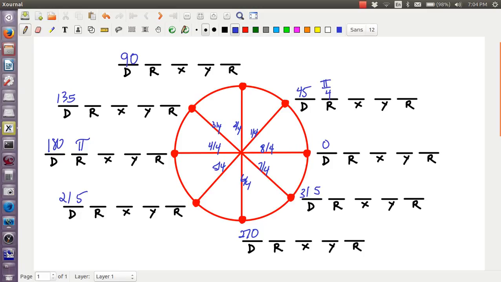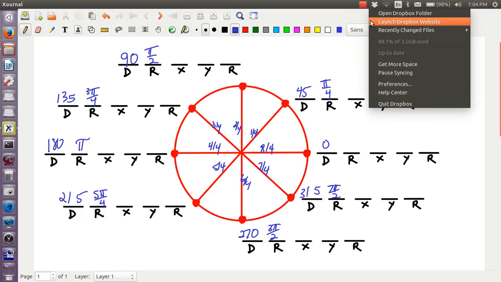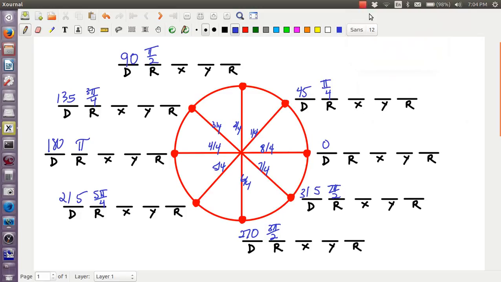So 2/4 is a half, so that reduces to a half. 3 pi over 4, and there's pi, 5 pi over 4. 6 pi over 4 is 3 pi over 2, and 7 pi over 4.